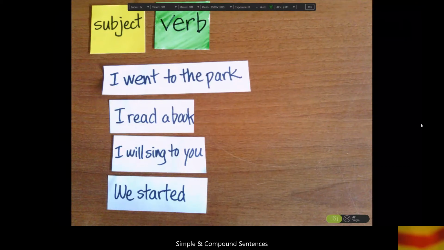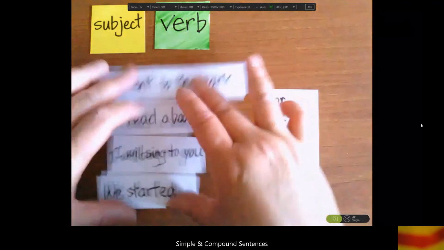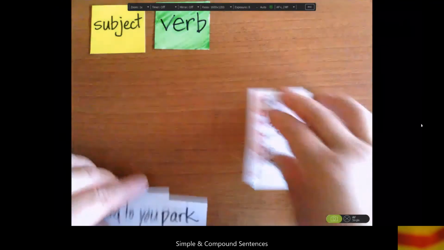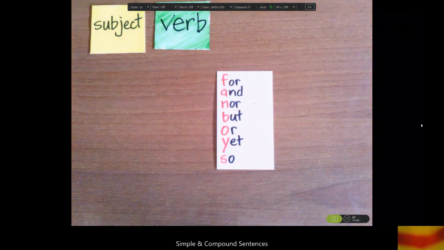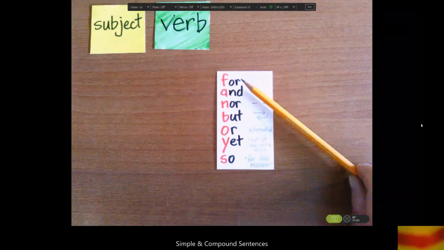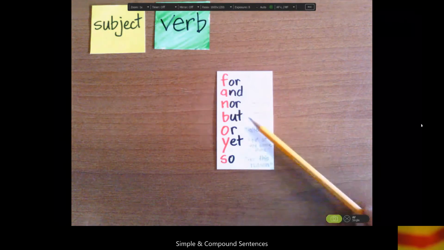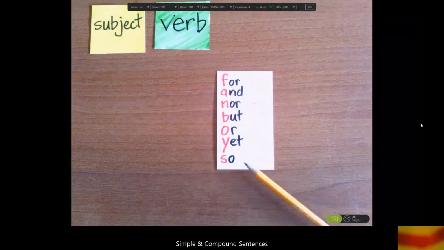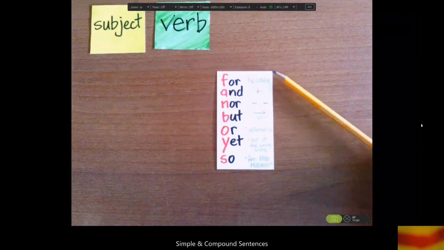Now, to make a simple sentence into a compound sentence, we need to add something called a conjunction. And a conjunction can be one of these words. And it is an acronym, actually, that makes it easy to remember. FANBOYS: for, and, nor, but, or, yet, and so. And this is what they mean.